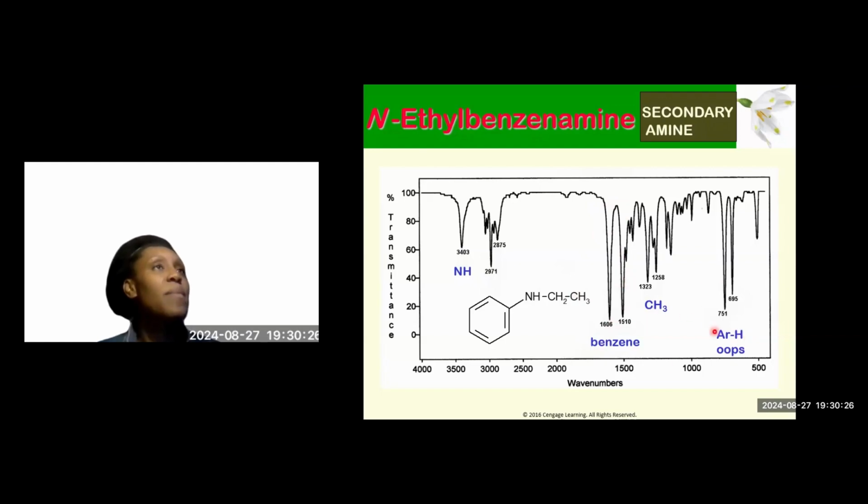And then there's some other things that are labeled that we don't have to take note of so much, but these are for the fact that it's a mono substituted benzene ring. And that simply means that there's only one thing attached to that benzene ring. But the main thing we're focusing on is the amine group right now.